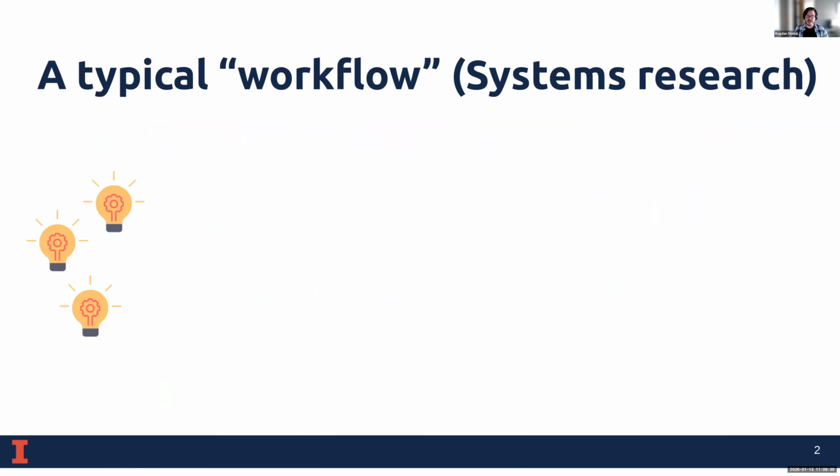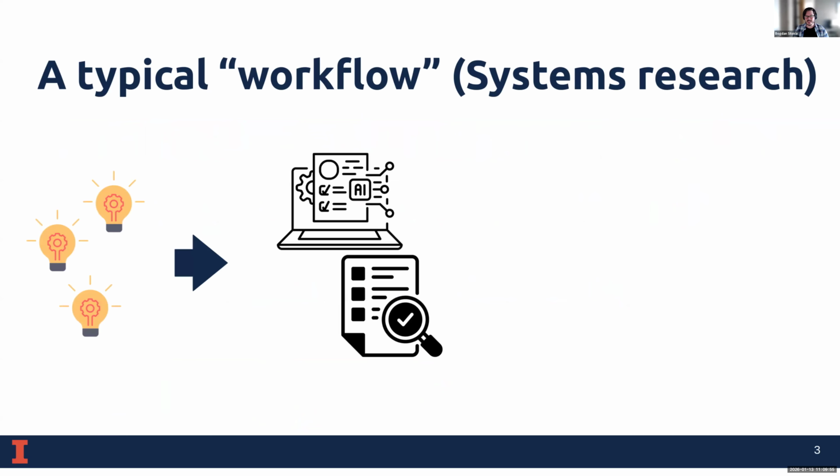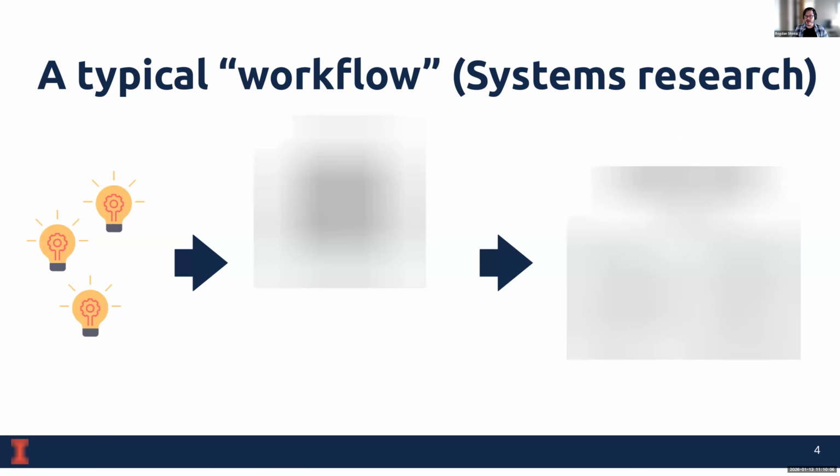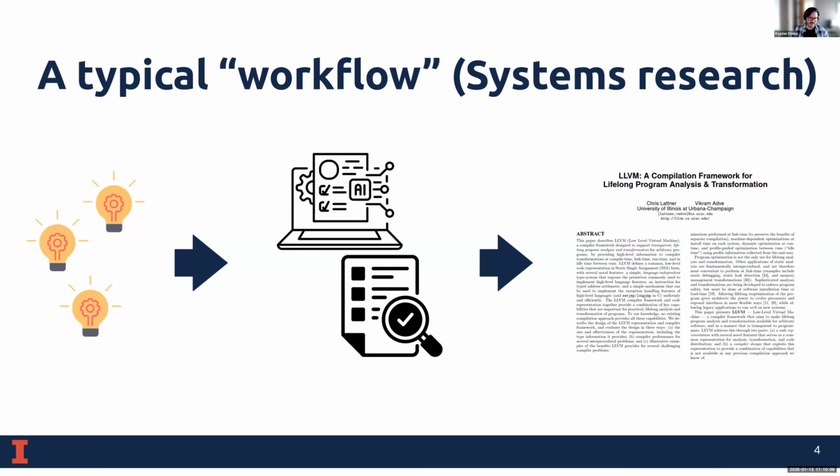I'm sure I'm not saying something new to many of you here, but just to kick things off, this is the typical workflow of systems research. Usually you come up with the idea, you have some hypothesis, you build a tool, and you analyze and evaluate that tool and produce some results. And of course, your tool nowadays has to have some AI component. And then you go and write a paper about it that hopefully becomes a classic like this one.